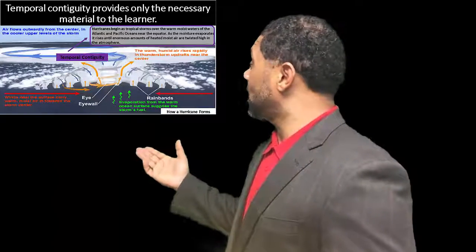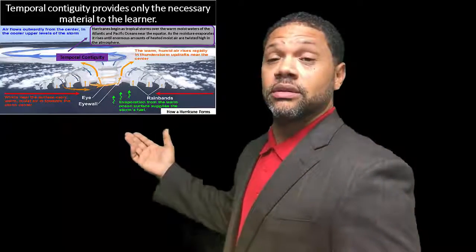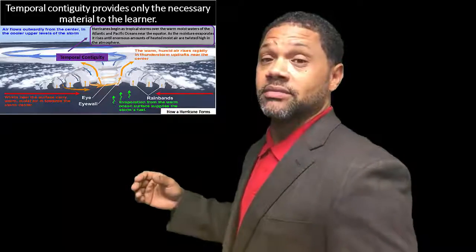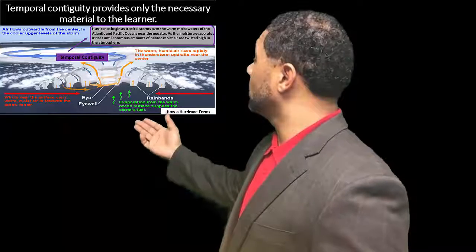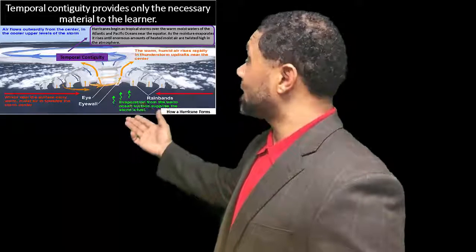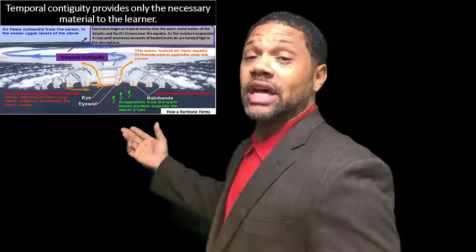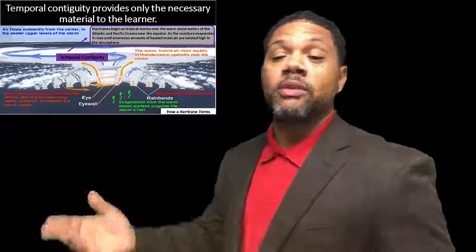And finally, we have temporal contiguity. It is placing the text and the image at the same time. As you can see here, the text appears simultaneously with the picture, which eliminates any outside distractions. Temporal contiguity is beneficial because it supplies the learner with only the material needed for successful learning.